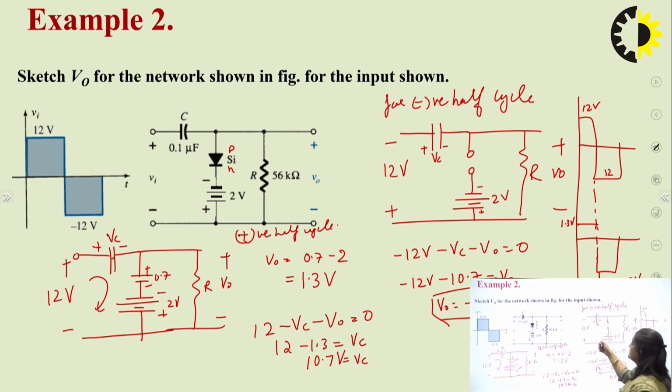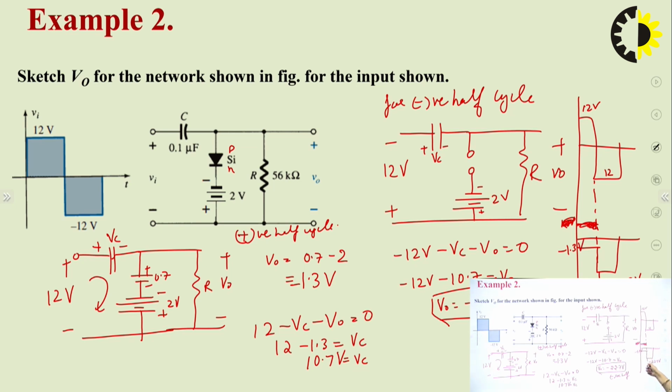Okay, let me check. 12 volt. Okay. So this output voltage will be equal to minus 22.7, and it was 1.3. So if we check, sorry, this was minus 1.3, because 0.7 minus 2 would be minus 1.3. So here in this diagram it would be minus 1.3.